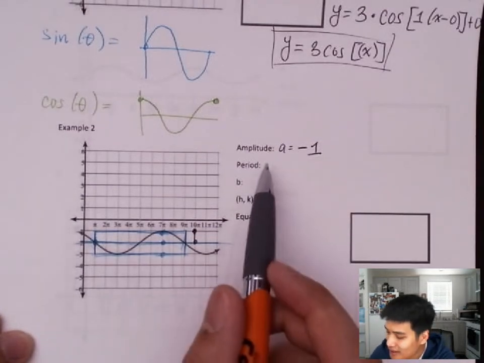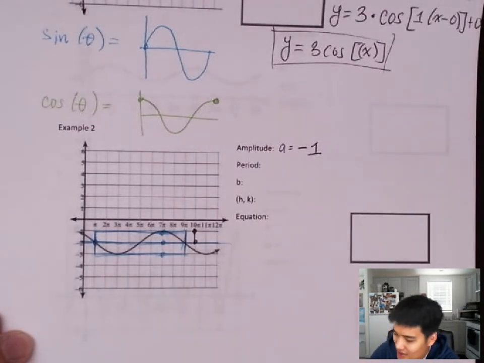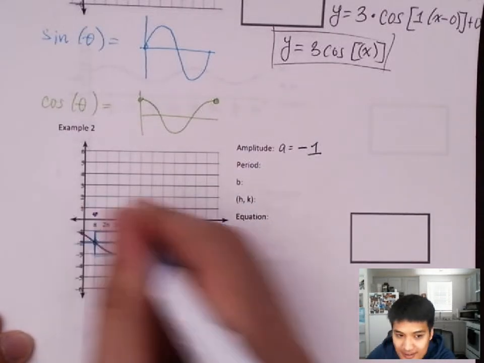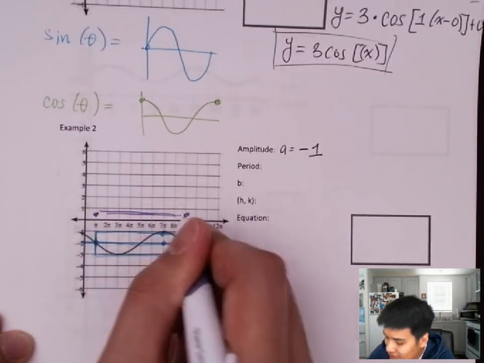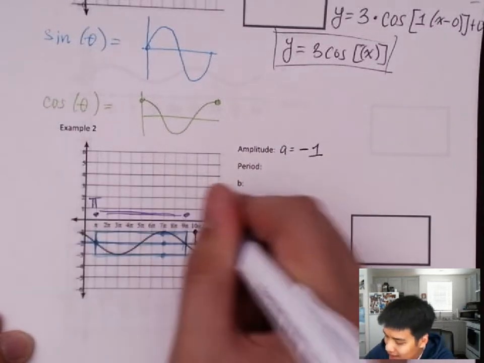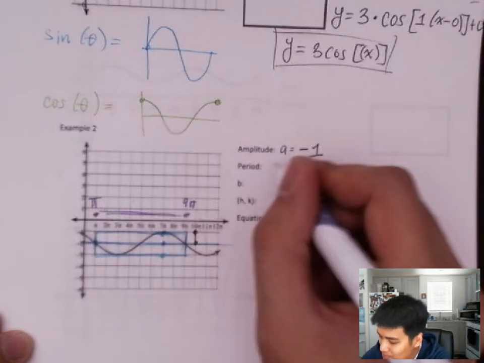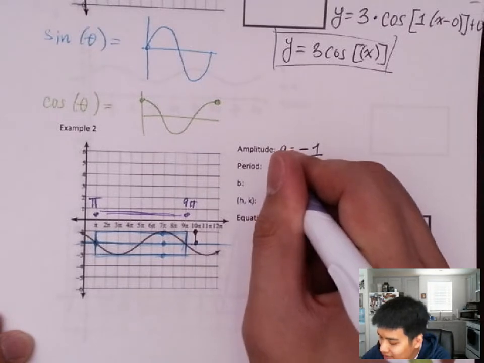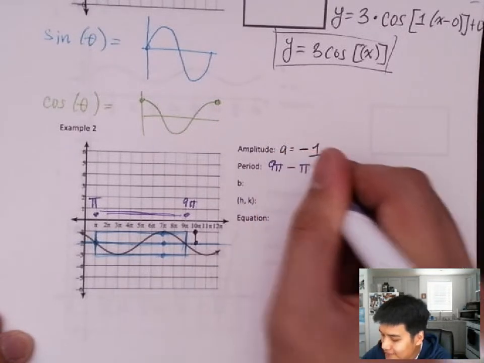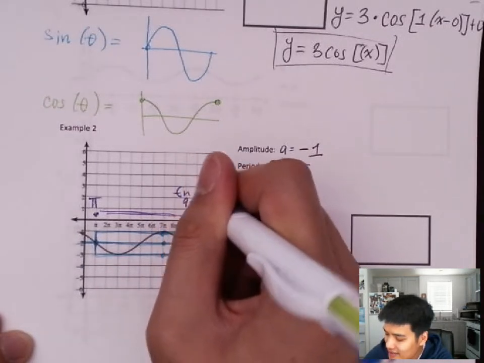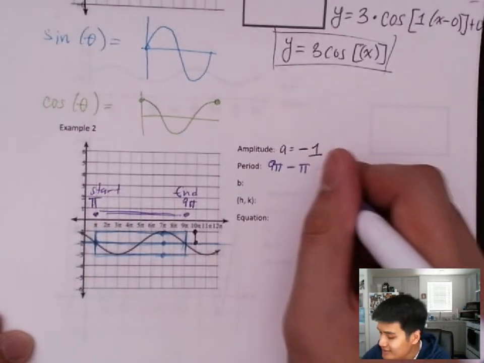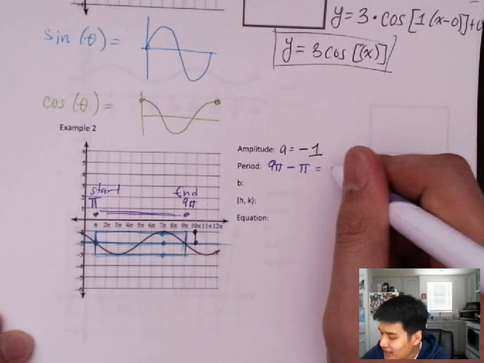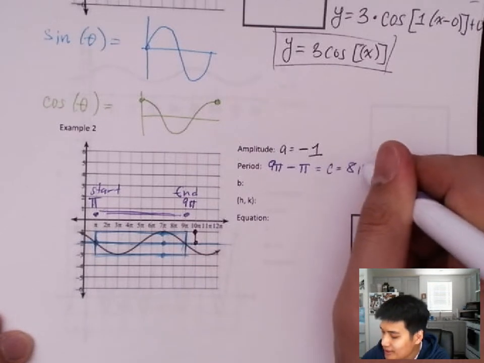Okay, and period, as you recall, is going to be the length of one cycle. So if we start here and we end here, this is going to be the length of the period. So it starts at pi, ends at 9 pi. So essentially the period is just going to be 9 pi minus pi, because 9 pi is the end and pi is the start. So in this case, our period, which is a c value, is equal to 8 pi.